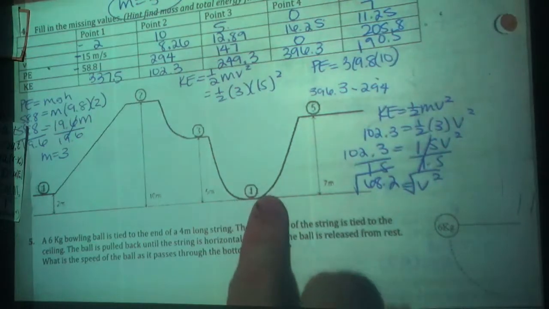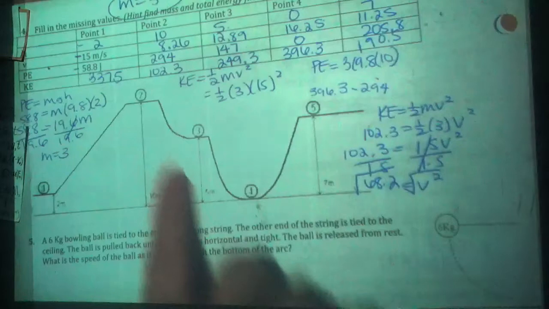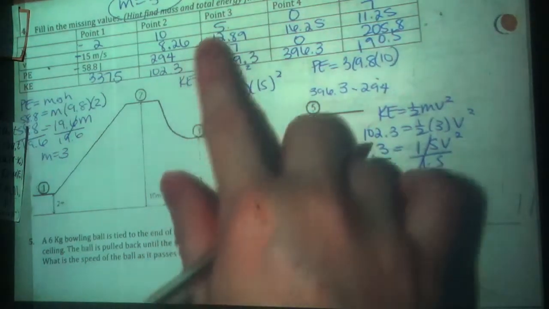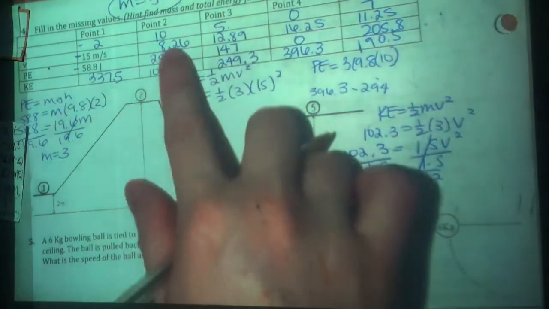So this is the lowest, it has the fastest speed. This is the next lowest, it's the next fastest speed. Then 3, which is the next fastest, and then 5, which is the next fastest, and 2, which is the slowest. So that makes sense.